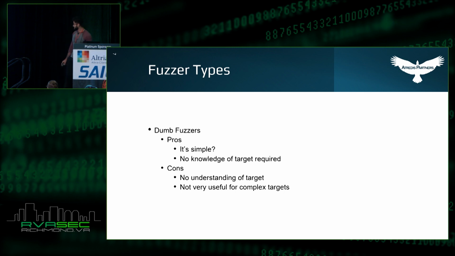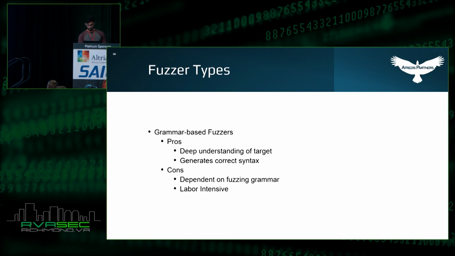The cons: the fuzzer doesn't understand the target. The fuzzer doesn't know what it's doing. It's really, really bad when analyzing complex file formats. So, yeah. Next, we're going to go over grammar-based fuzzers.